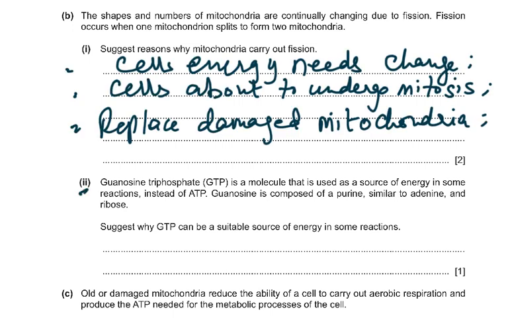Then we come on to part 2 of the question. Guanosine triphosphate, GTP, is a molecule that is used as a source of energy in some reactions instead of ATP. Before we had adenosine triphosphate, now we have guanosine triphosphate. Remember, adenine and guanine are both purines. So guanosine is composed of a purine similar to adenine, and ribose. Suggest why GTP can be a suitable source of energy in some reactions.